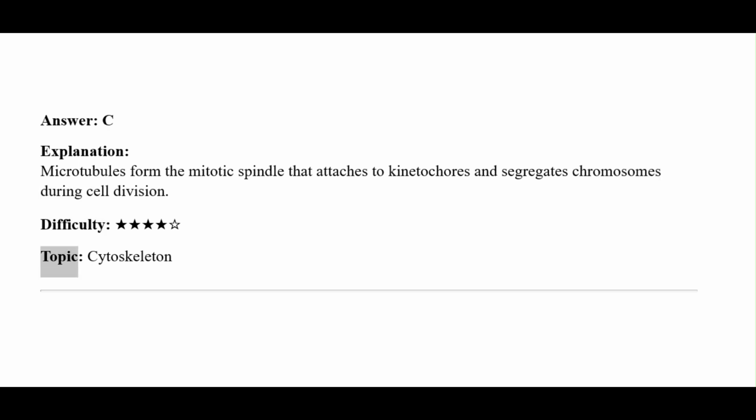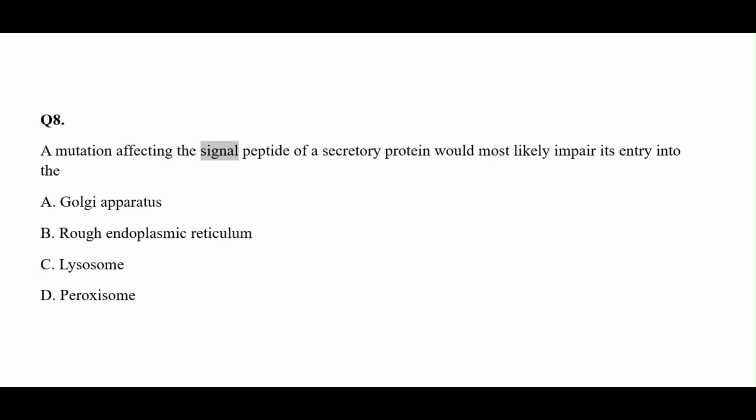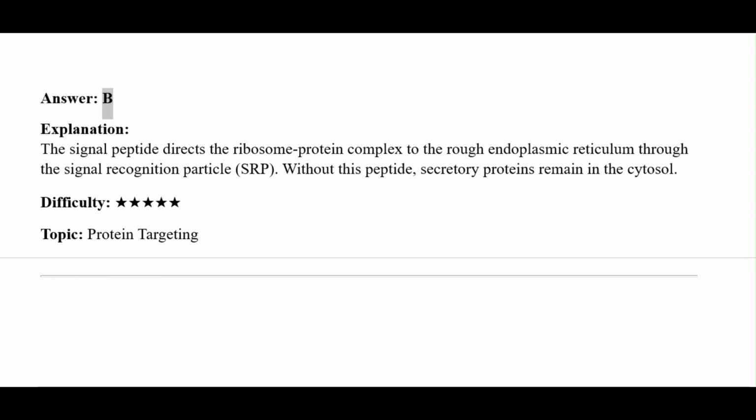Difficulty. Topic: Cytoskeleton. Q8. A mutation affecting the signal peptide of a secretory protein would most likely impair its entry into the A. Golgi apparatus, B. Rough endoplasmic reticulum, C. Lysosome, D. Peroxisome. Answer: B. Explanation: the signal peptide directs the ribosome-protein complex to the rough endoplasmic reticulum through the signal recognition particle, SRP. Without this peptide, secretory proteins remain in the cytosol.